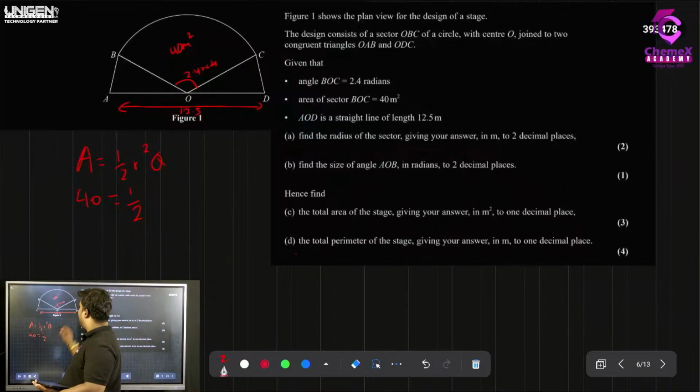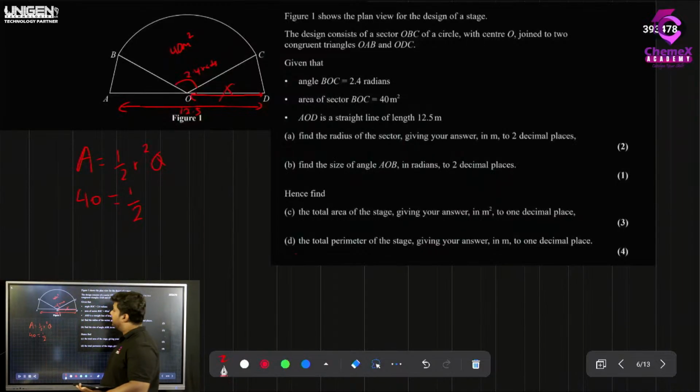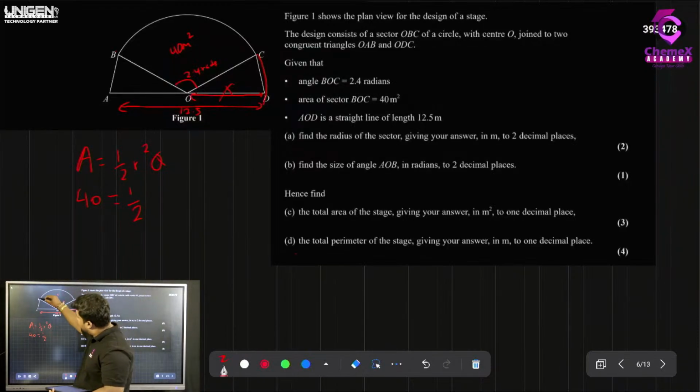Half times what? I can't say here that the radius is half of 12.5, I'm wrong. You understand why? Can you see this figure is not coming like this? It might come like that as a circle. So I can't say that's exactly, this is just a straight line. You understand?